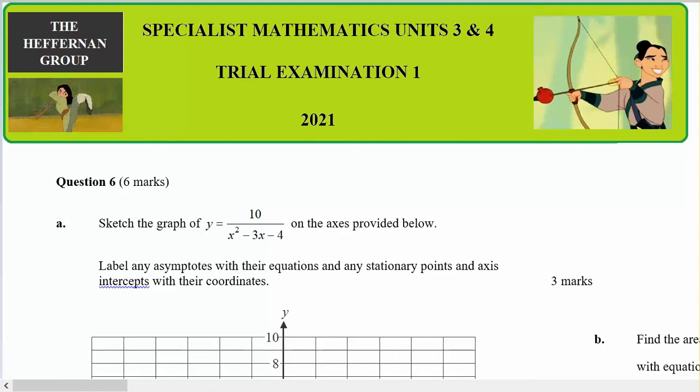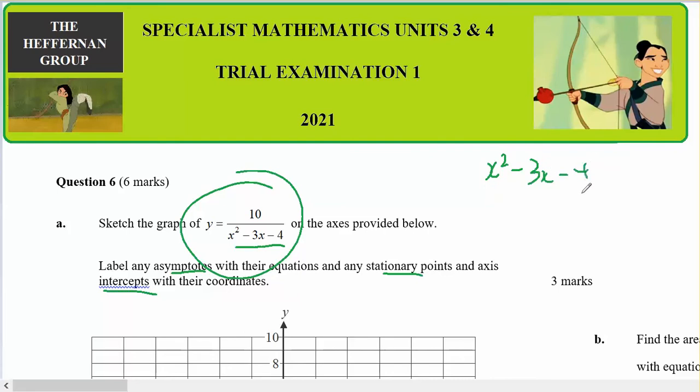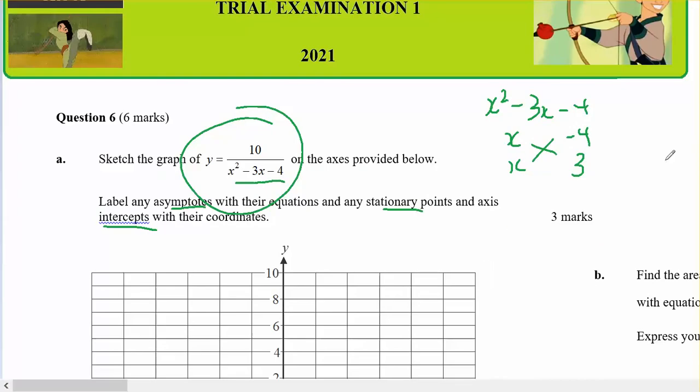Question number 6. Sketch this graph, labelling asymptotes, stationary points, axes of intercepts. Okay, so I've got the reciprocal of x squared minus 3x minus 4, which factorised gives negative 4 and 3, therefore negative 4 and 1. Therefore, I've got x minus 4, x plus 1.